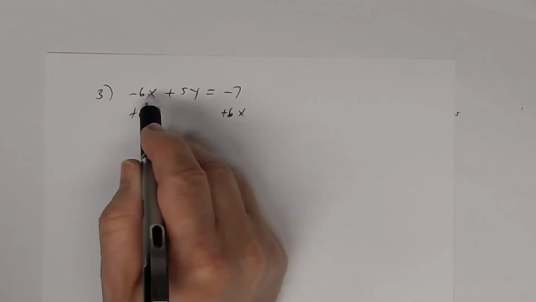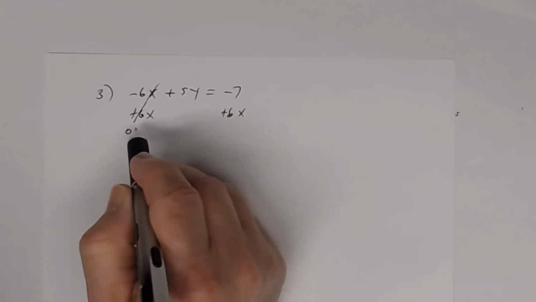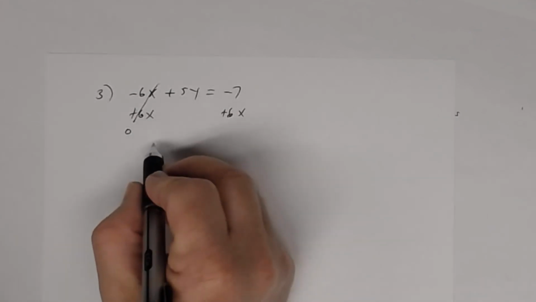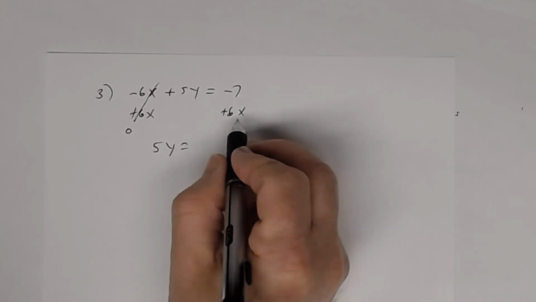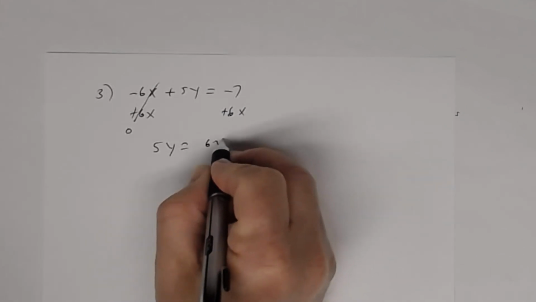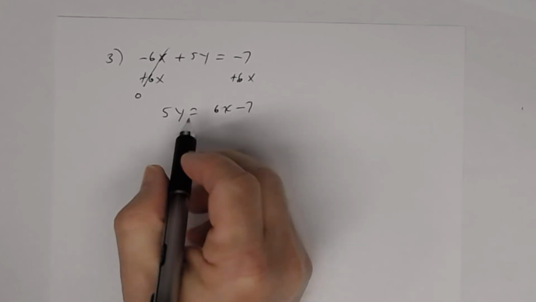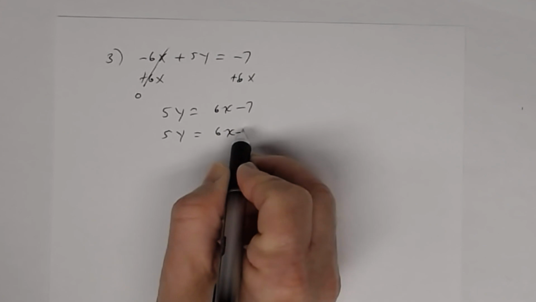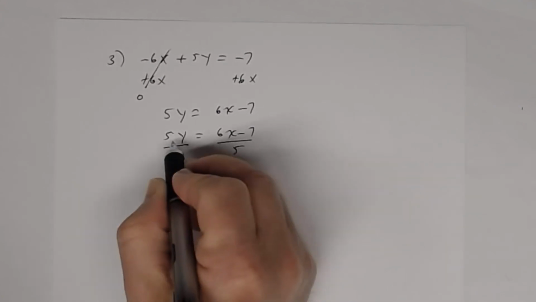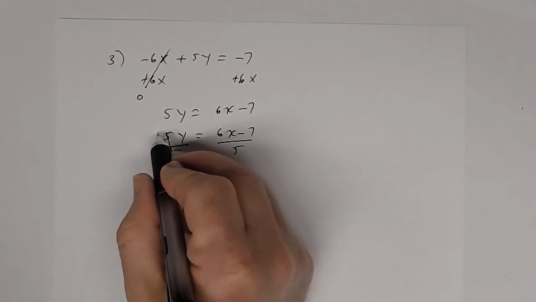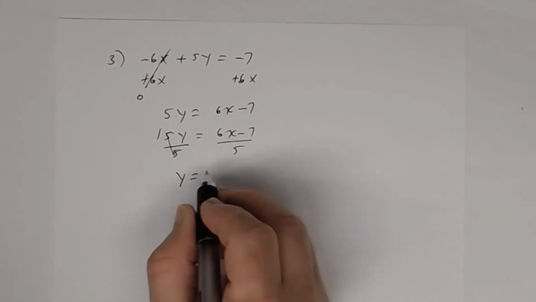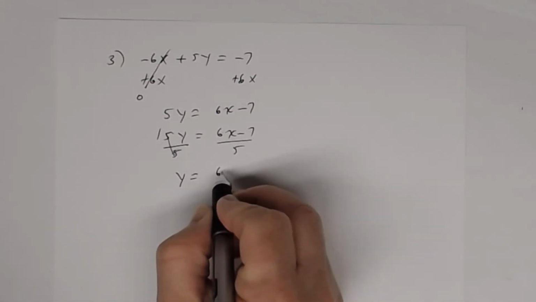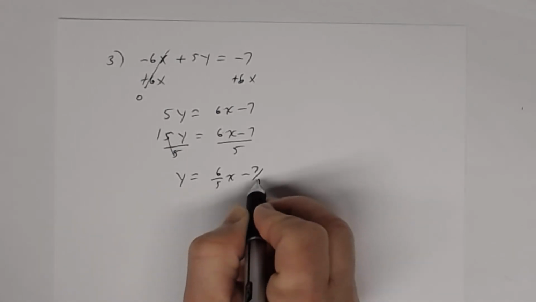And now let's combine like terms. These terms add up to be 0. They're opposites. A negative 6x and a positive 6x is 0. 0 plus 5y is 5y equal, and putting this in descending order, I get 6x minus 7. Now we're going to divide both sides by 5 to get y by itself. 5 divided by 5 is 1. 1 times y is y equal. Then let's rewrite this as two terms: 6/5 x minus 7/5.